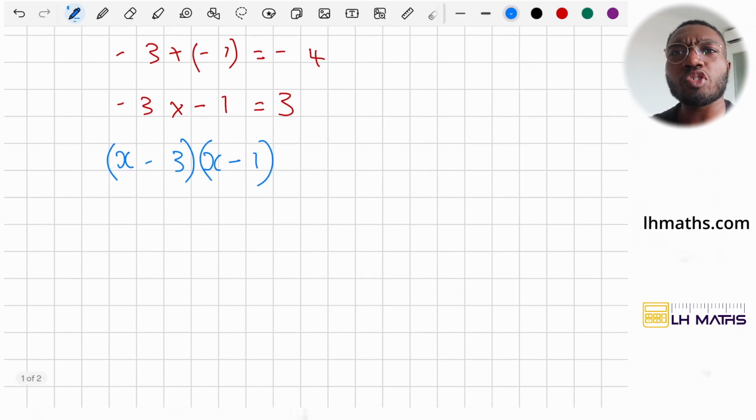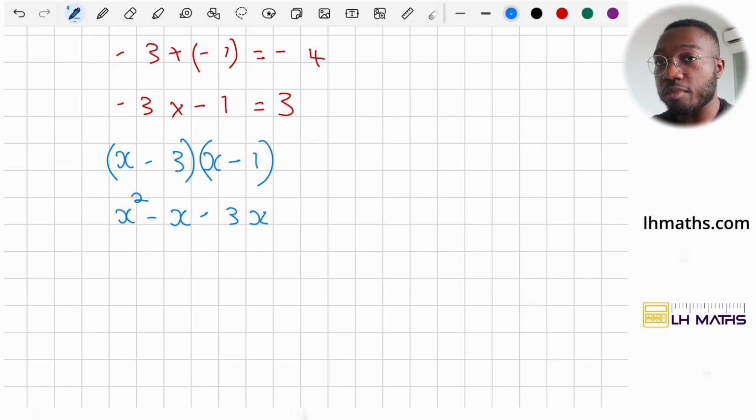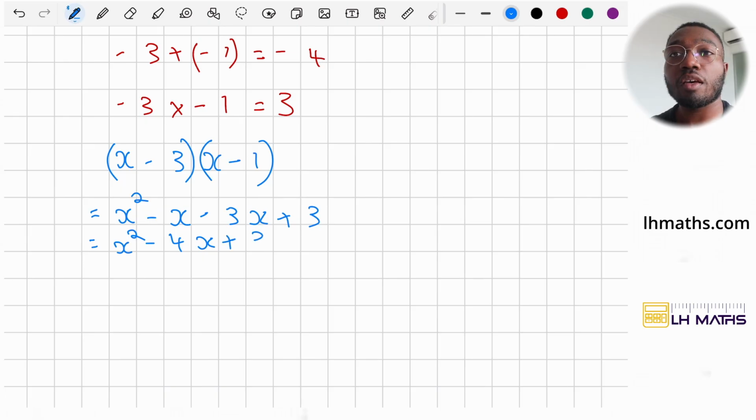Again, if you're unsure about that and you want to verify, you can always expand the brackets. If you expand the brackets, you would get x squared. x times a negative 1 is minus x. Minus 3 times x is minus 3x. And minus 3 times minus 1 is a positive 3. If you simplify that down, you will get x squared minus 4x plus 3.